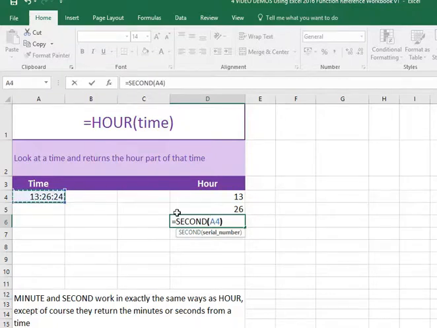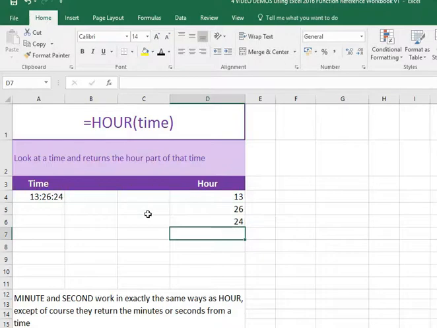Close the brackets, and there we go. So the time that I put in as a decimal, I'll change that back to a decimal, 0.56 is actually 24 seconds, 26 minutes, and that time there.